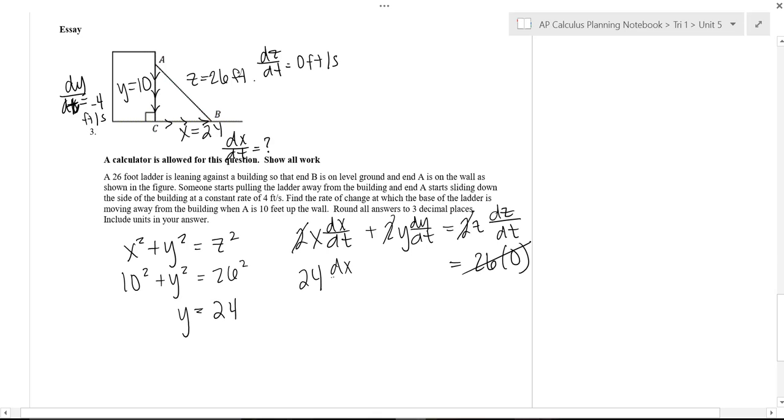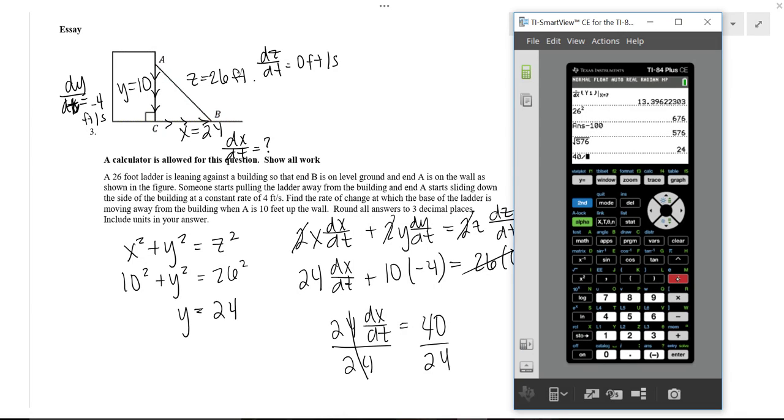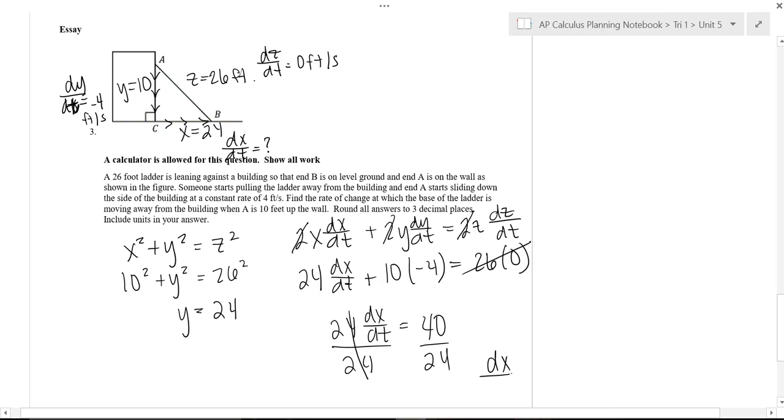We don't know dx over dt. Y is 10. We do know dy over dt. It's negative 4. So we have 24 dx over dt. Because this is 0, if I move this over, it's going to be positive 40. So I'm going to divide by 24. When I do that, I get 1.66666 repeating, right? So we're going to round to 3 decimal places, 1.667. So I'm going to say dx over dt equals 1.667. And because this is increasing, we have positive feet per second.